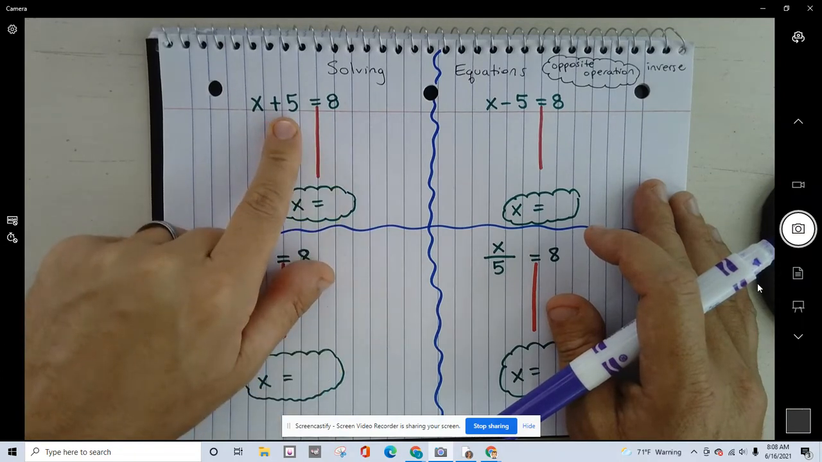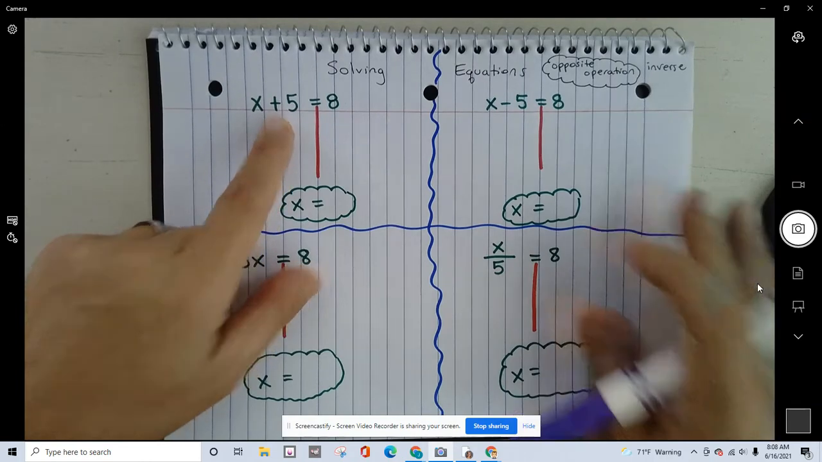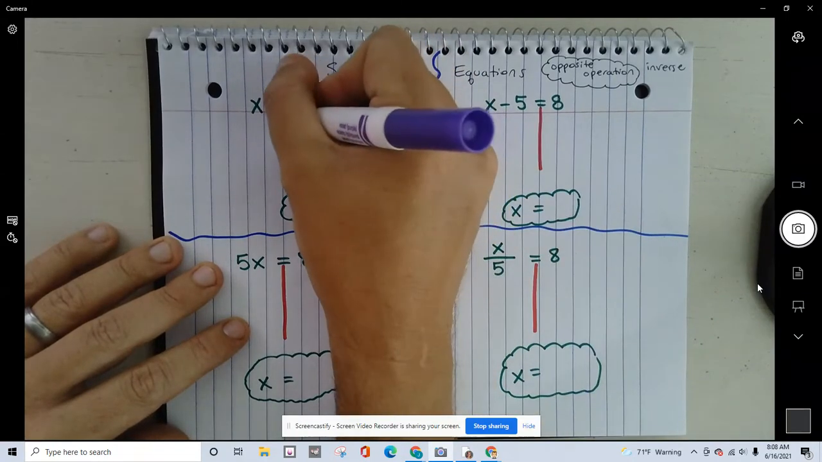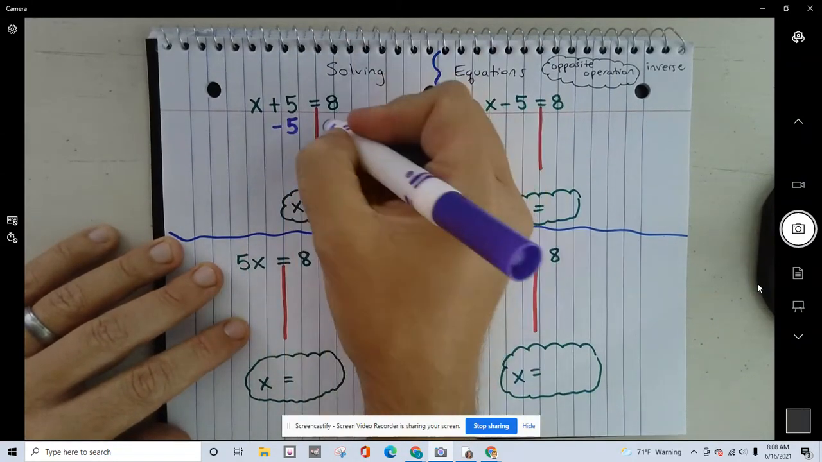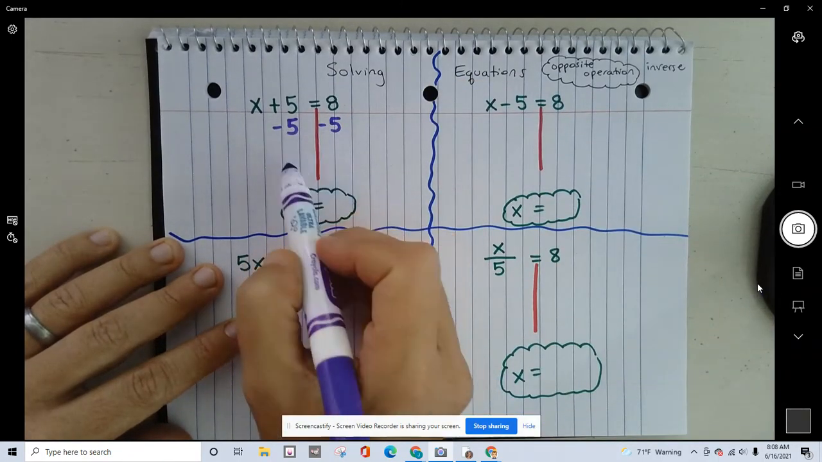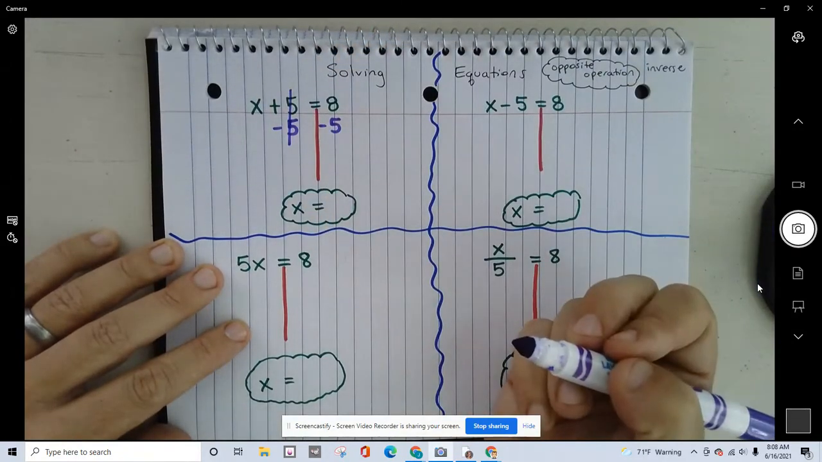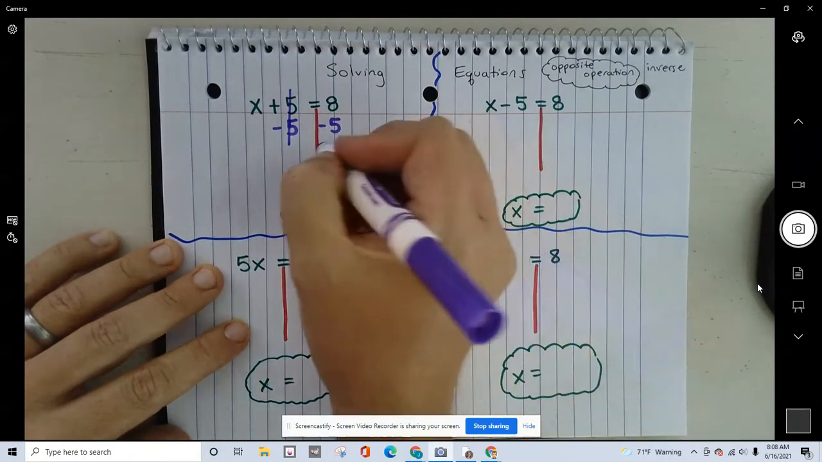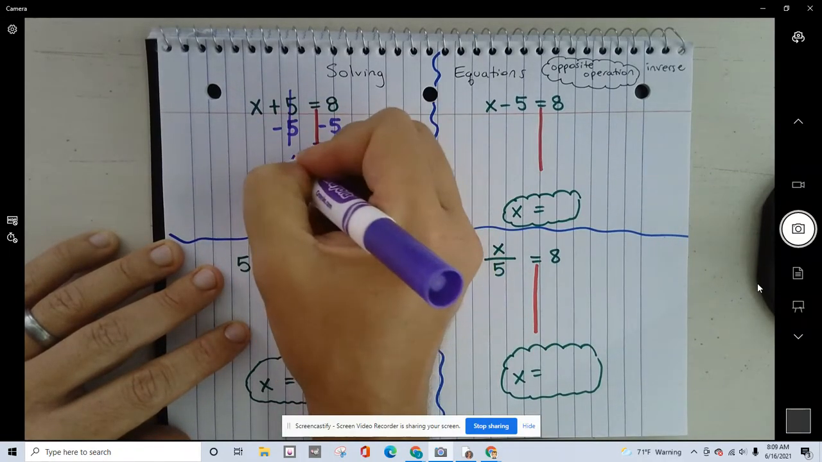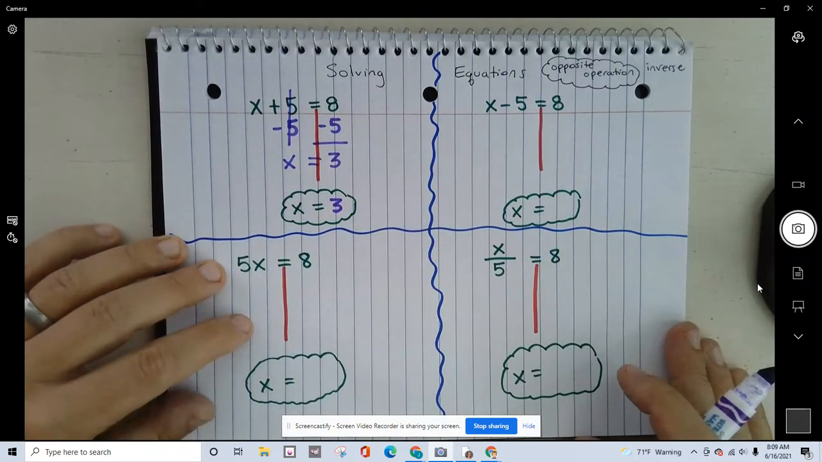So to do this, the opposite operation here: this is a positive 5. So the operation is positive. What is the opposite of positive? Negative. And that's how you get rid of it. But you have to do the same thing on this side. So to go through the portal, now it's allowed to move across. This is gone now. You can cancel that out. And what's left? 8 minus 5, 3. You can bring this down. Final answer, x equals 3.